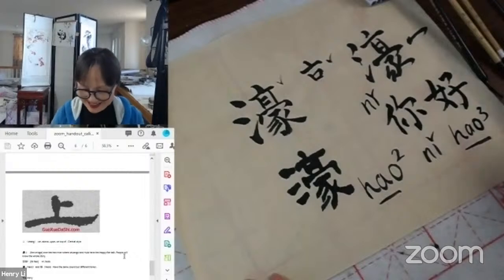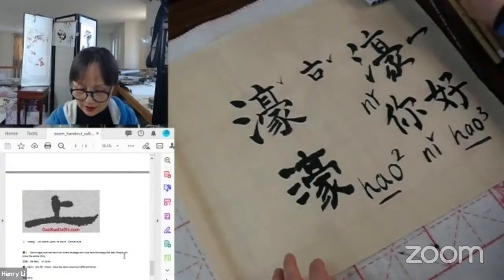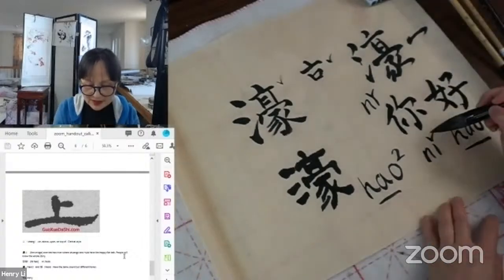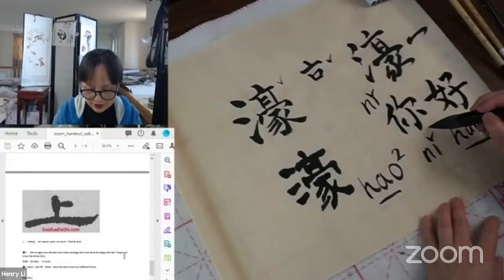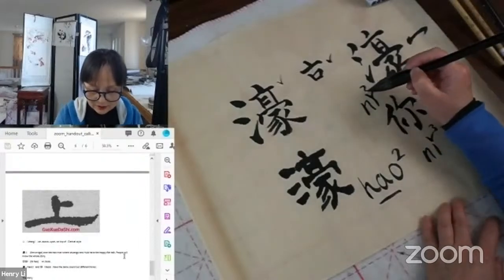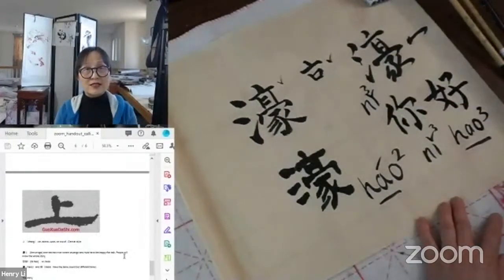But okay, when two third tones are put together. I try to use this as our mark for the third tone. See, turn, which means make a turn. Okay, this is the third tone. This is the third tone, and this is the second tone, with the up mark.